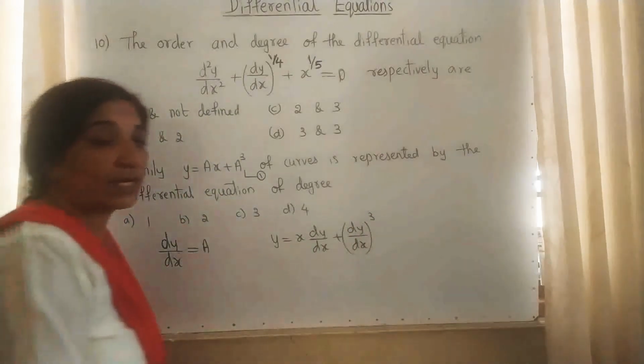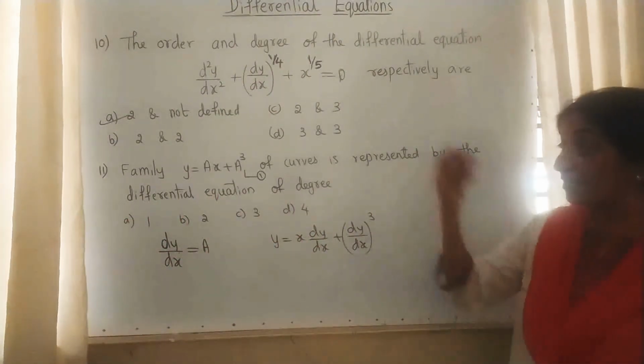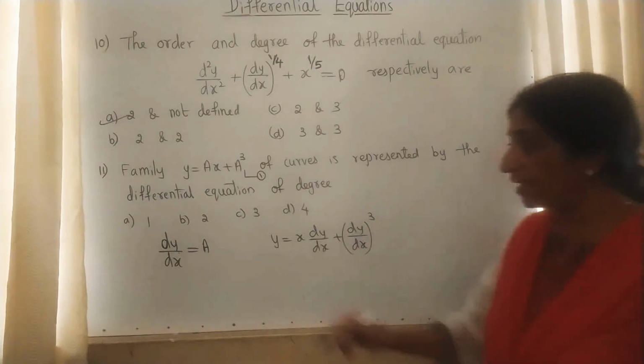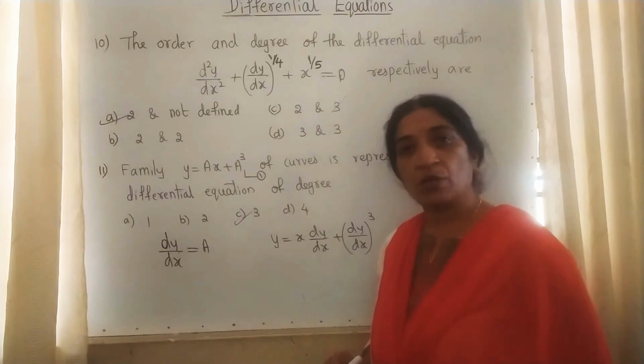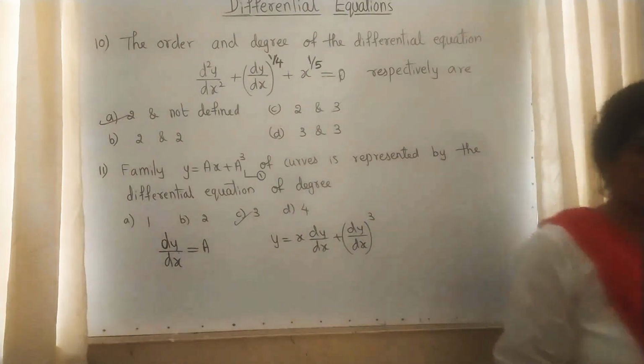How many times did we differentiate? We differentiated once. Order is 1. Highest power is 3. Then what is the degree? Degree is 3. See, is it simple or what? I will give 2-3 again important questions, then I will stop.